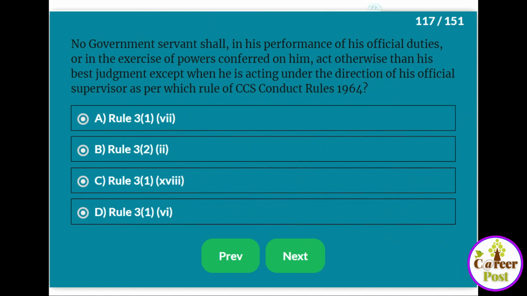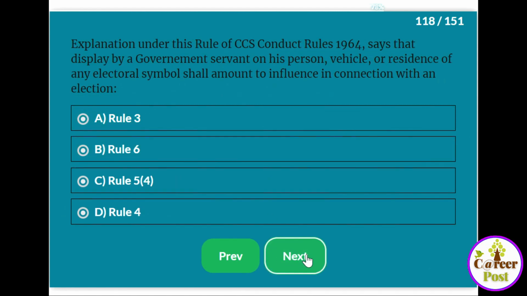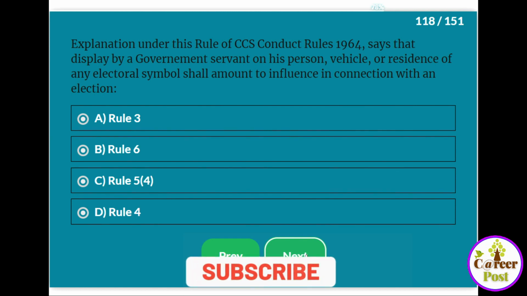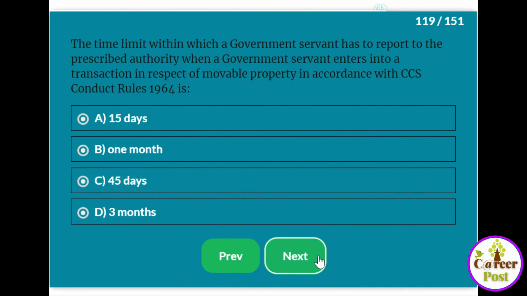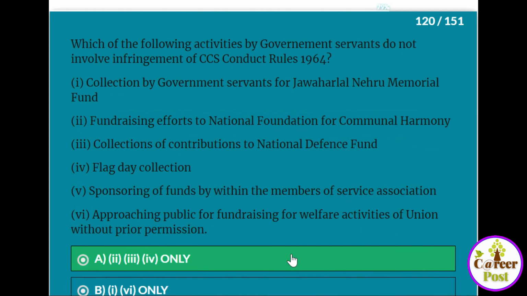No government servant shall, in his performance of his official duties or in the exercise of powers conferred on him, act otherwise than his best judgment except when he is acting under the direction of his official supervisor as per which rule of CCS Conduct Rules? It is Rule 3.2.2. Explanation under this rule of CCS Conduct Rules says that display by government servant on his person, vehicle or residence any electoral symbol shall amount to influence in connection with an election. It is Rule 5.4. Time limit within which a government servant has to report to the prescribed authority when a government servant enters into transaction in respect of movable property in accordance with CCS Conduct Rules is 1 month. Which of the following activities by the government servants do not involve infringement of CCS Conduct Rules 1964?